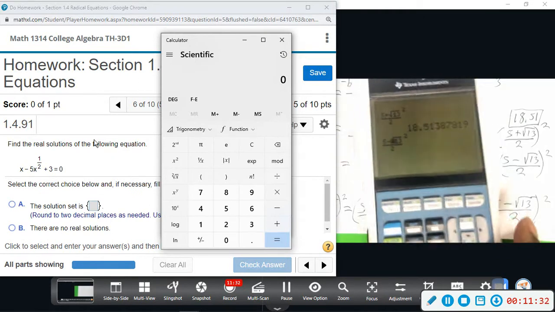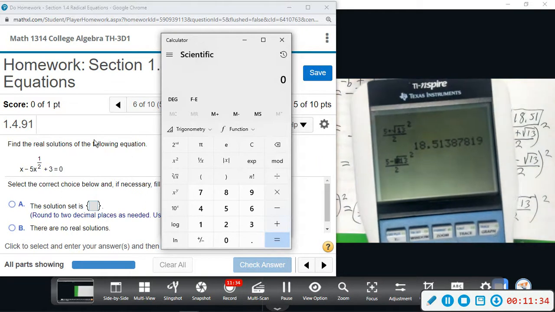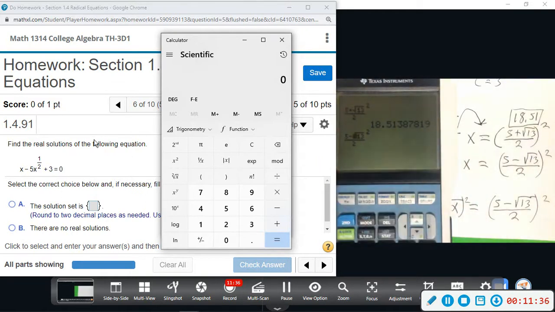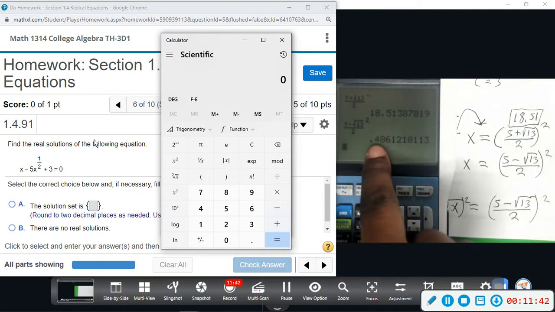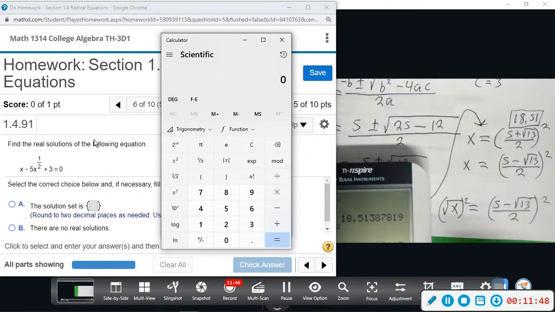Okay, now it's kind of hard to see. Type over the plus sign with the minus. That way you don't have to retype and do everything again. And then from there, when I hit enter, I get 0.486. That 6 will round the 8 up, so 0.49. So one answer is 18.51 and the other one is 0.49.